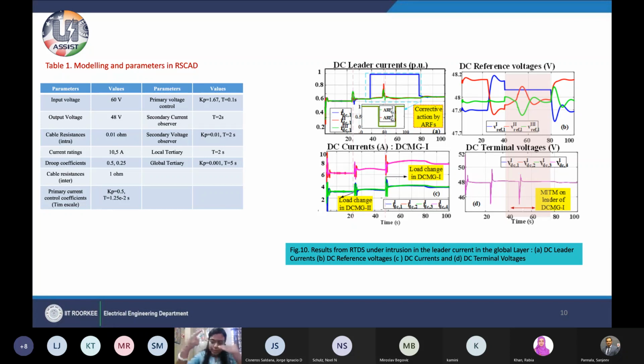These are the modeling parameters in RSCAD, and we have done an intrusion in one of the leader currents which is entering the global layer of control. Then we are trying to show in RTDS that the ARF which we have modeled is effectively identifying the compromised link and is providing a communication fault ride-through for that time duration, and is letting the other microgrids operate safely until the cessation of the attack. Next, we can move on.